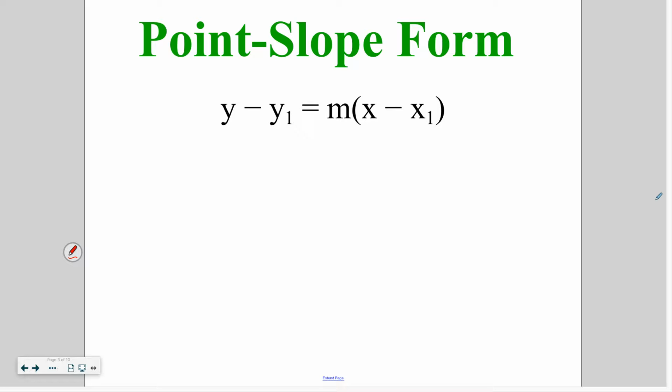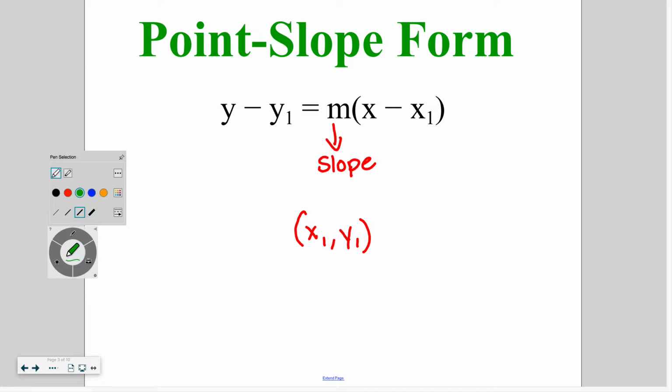y minus y1 is equal to m parentheses x minus x1. Slope is still our m variable in this equation. y1 and x1 come from a point. So we would have x1, y1, and those get plugged into the equation at their respective locations.